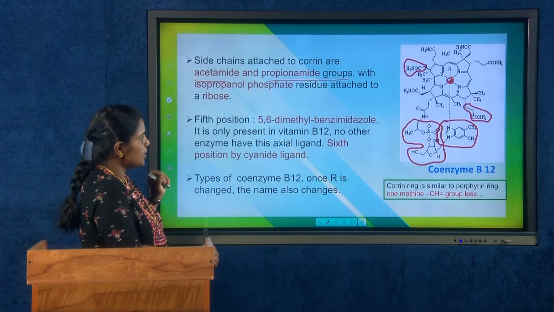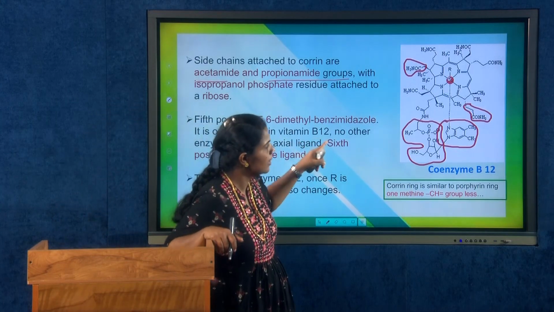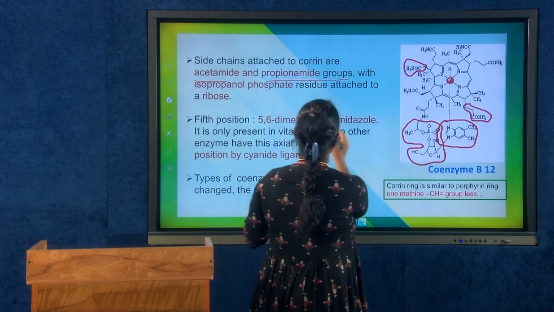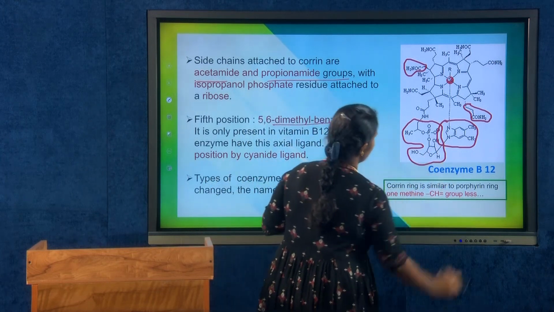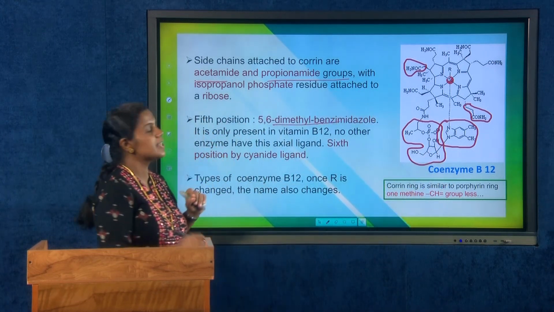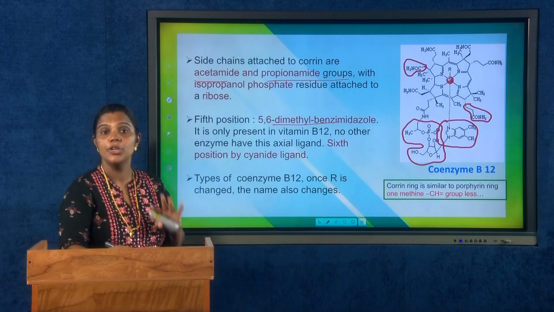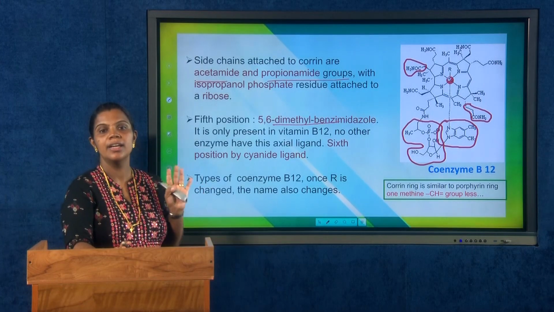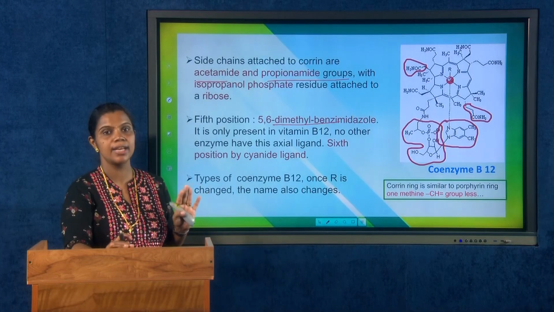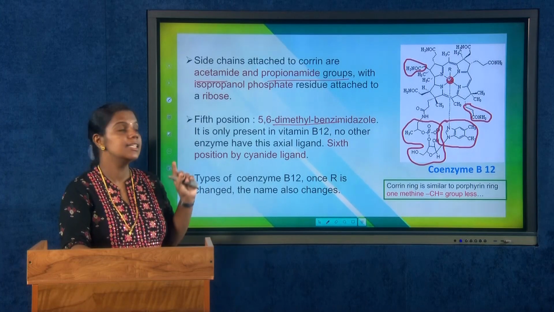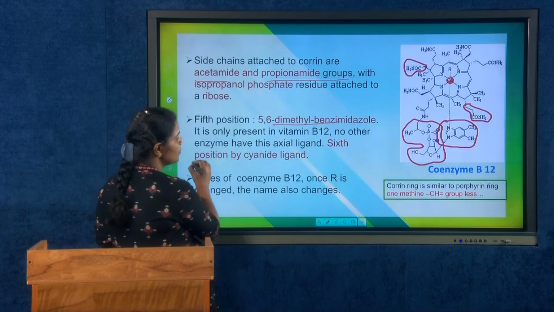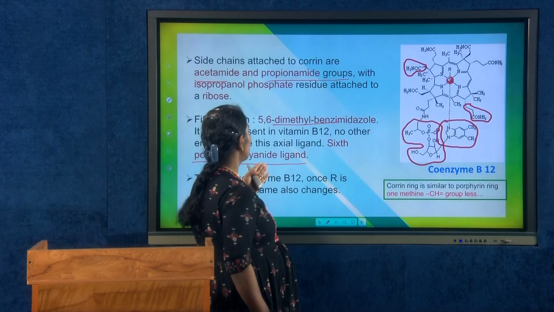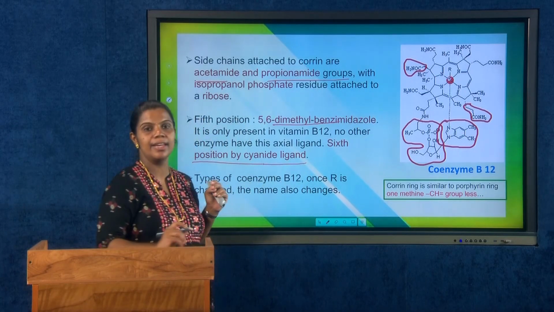In the 5th position, we have 5,6-dimethyl benzimidazole. Here, 5,6-dimethyl benzimidazole is only present in vitamin B12. No other enzyme has this axial ligand, 5,6-dimethyl benzimidazole. The 6th position in vitamin B12 is usually occupied by the cyanide ligand.